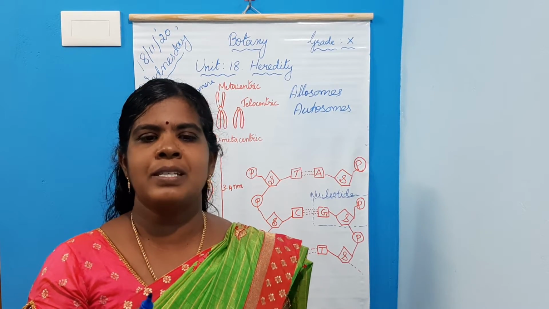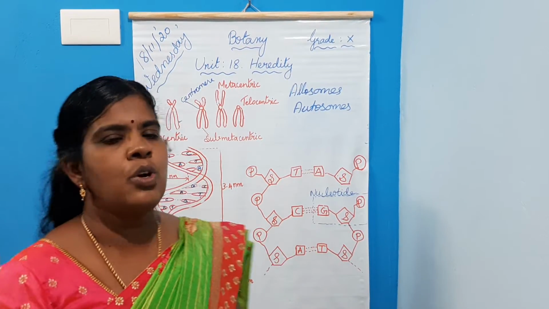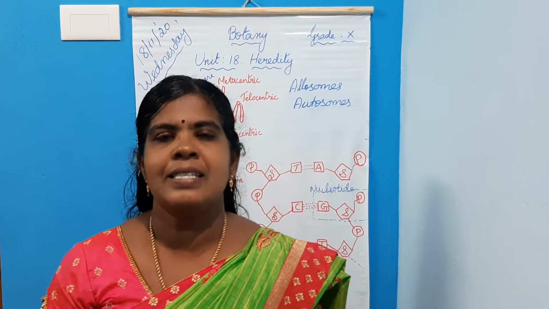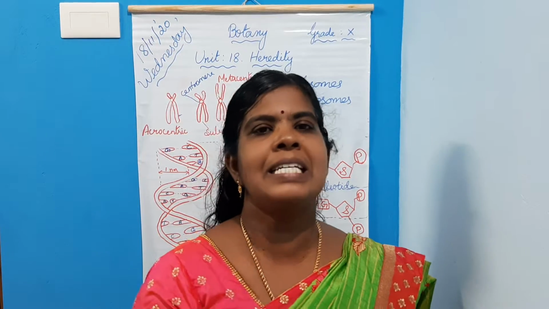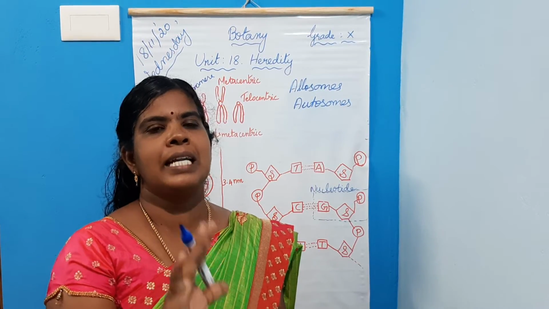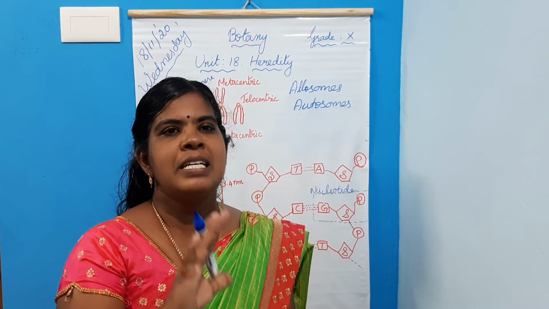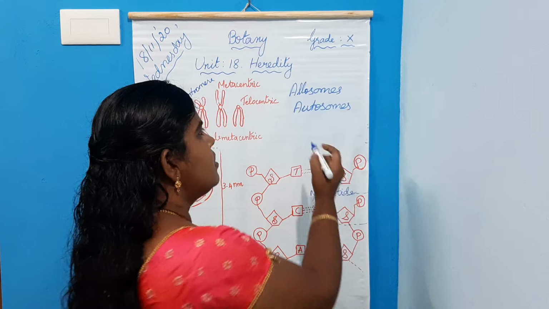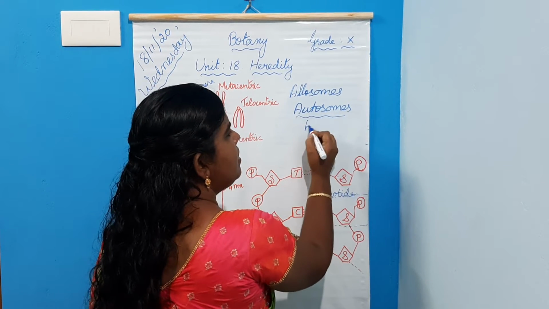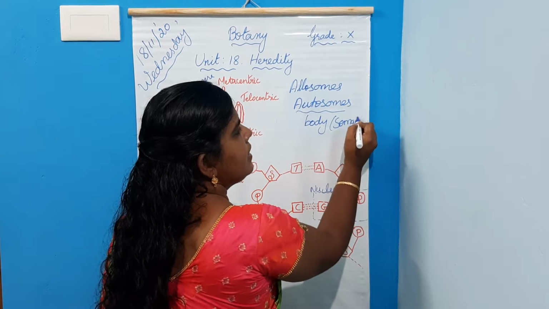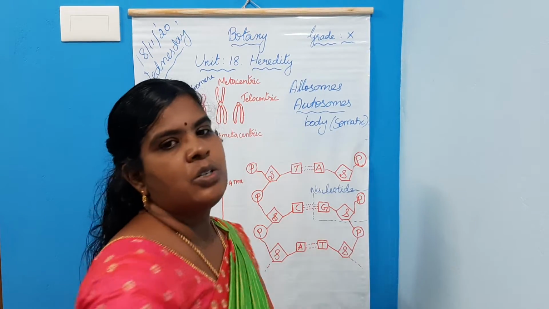Eukaryotic chromosomes are classified into allosomes and autosomes. Autosomes contain the genes that determine the somatic characters. Somatic means body, body characters. The chromosomes which determine the body characters are autosomes. These are called what? Autosomes.